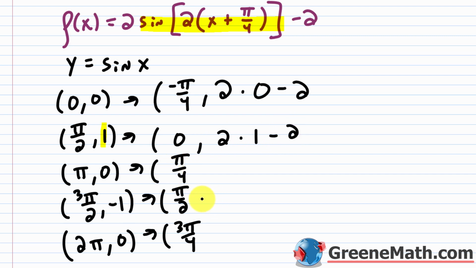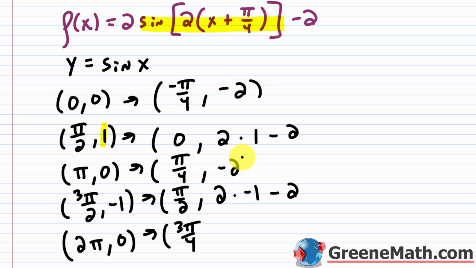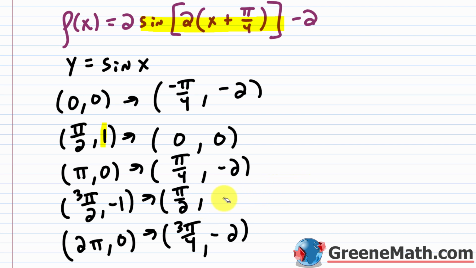For negative 1, again, the process would be 2 times negative 1, then minus 2. So 2 times 0 is 0, and then 0 minus 2 is negative 2. So this is negative 2, and then you would copy that for this one, and then this one. And then 2 times 1 is 2, minus 2 is 0. So this is 0. And then for this one, 2 times negative 1 is negative 2, and negative 2 minus 2 is negative 4. Okay, so we have what we need now.